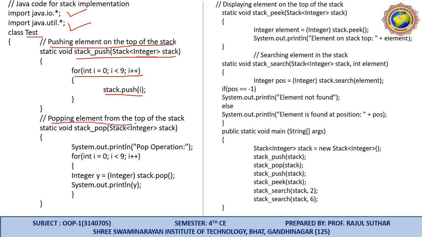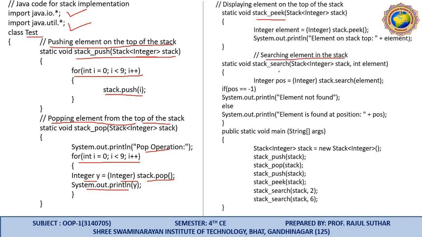In the same way, for popping the element, the pop method is useful here. So System.out.println pop operation, for i = 0, i < 9, i++, integer y, integer stack.pop, System.out.println. So how are both methods useful? Here also we can use the peep method. Peep is an element: integer element, integer stack peep, System.out.println element on stack top.